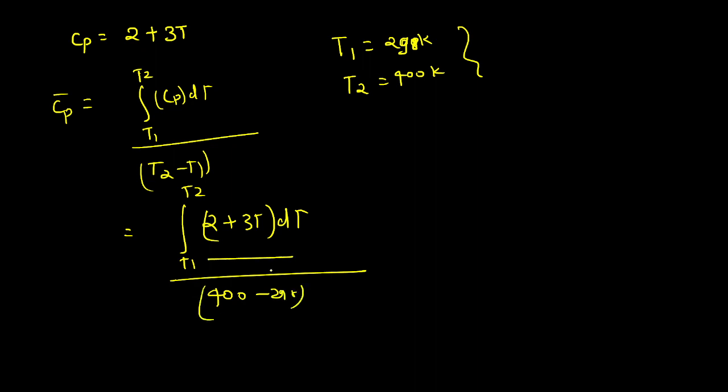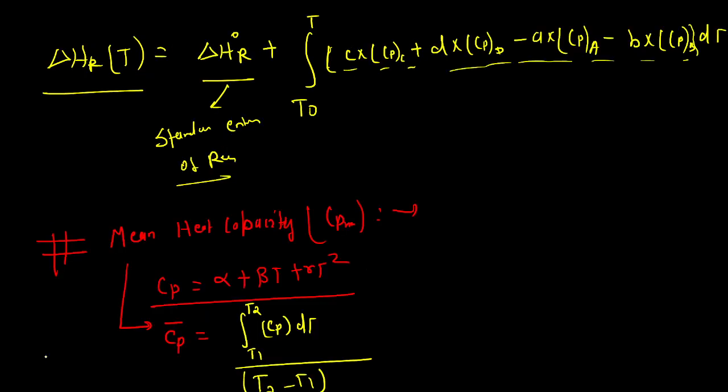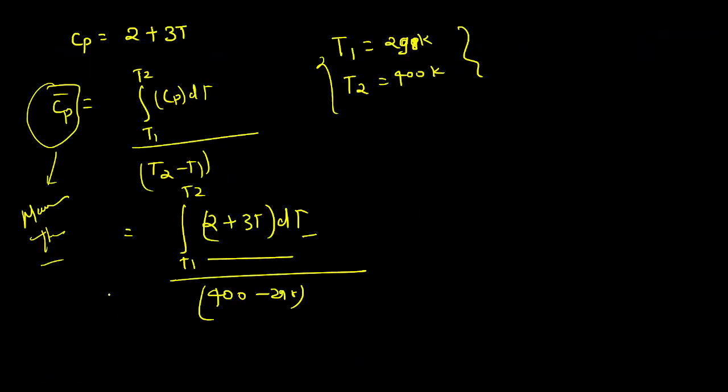So now you will be able to integrate these things. We will substitute the limits from T1 to T2. After that, we will be able to calculate. One can calculate mean heat capacity of that particular substance, and after that, you'll substitute in this formula, and from there you can calculate this particular condition. Okay? Now, this was the part on heat capacity.